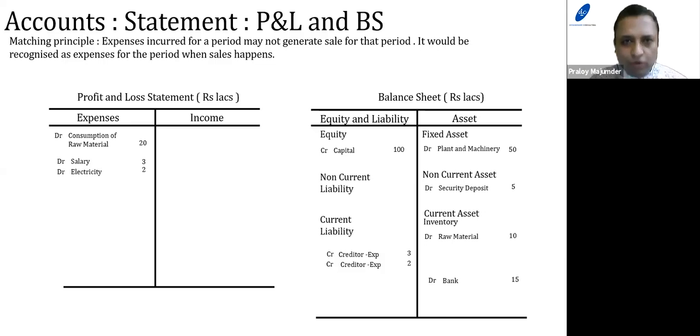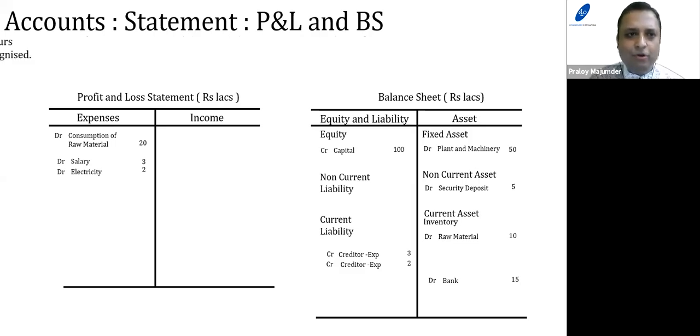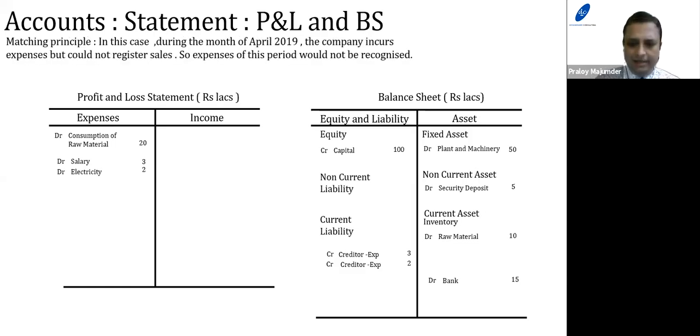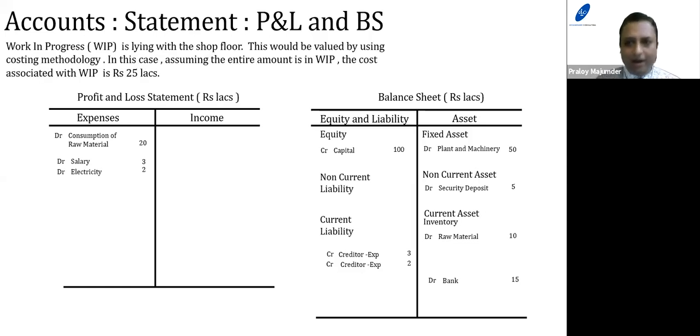Now, how do we book these expenses? Raw material has been taken out from the stock. Along with the raw material, some expenses on account of salary and electricity have been incurred. And with this raw material, along with the salary and electricity expenses incurred, semi-finished goods have been prepared and are lying on the shop floor. So there is something called work in progress. Work in progress is lying on the shop floor. This should be valued using a costing methodology. By applying the costing, the management will value it.